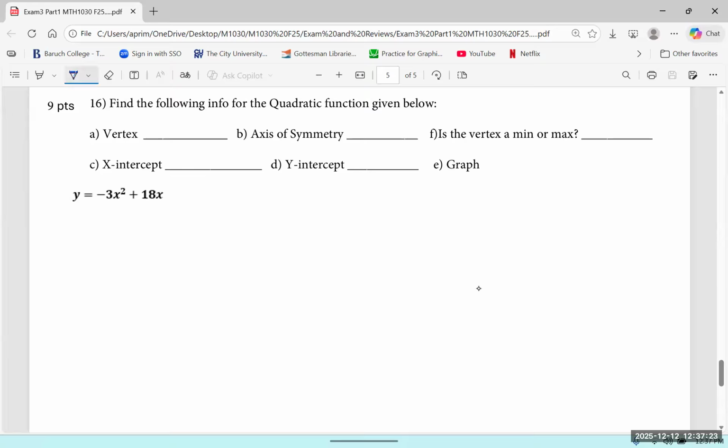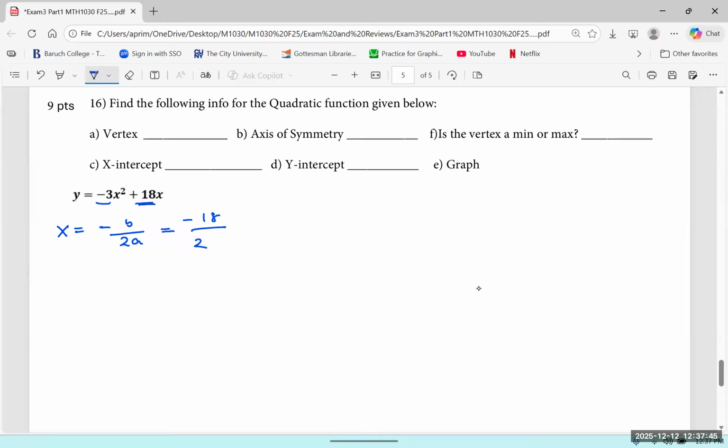it is a point, so we need both the x and y value. Who knows the formula for the x value of the vertex? Negative b over 2a. So you substitute b, which is 18, divided by 2 times a, which is negative 3. So you get negative 18 over negative 6. The negatives cancel out. We get 3.